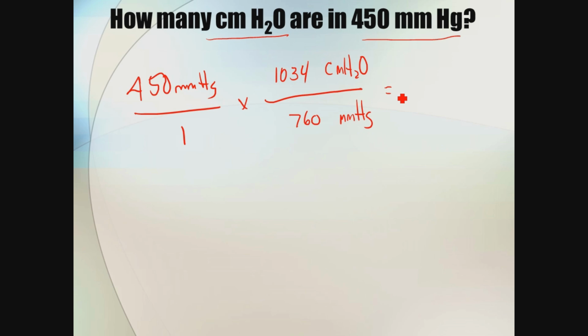So 450 times 1034 divided by 760. 612.24 centimeters of water. Okay? Everybody follow where I did that? I just set it up as a ratio.